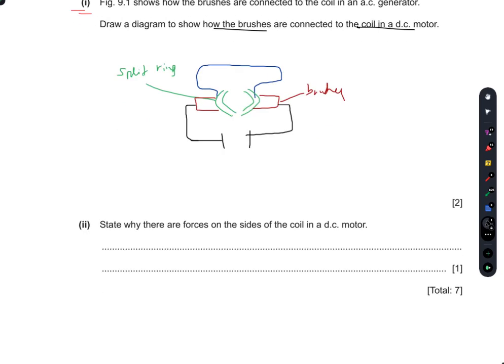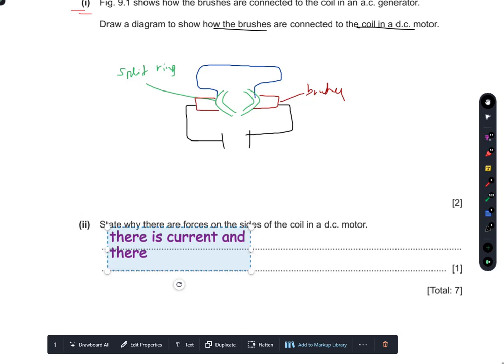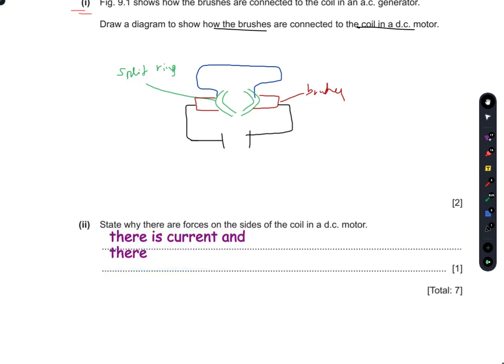State why there are forces on the sides of the coil in a DC motor. There are forces on the sides of the coil in the DC motor. First thing is that there is current and there is a magnetic field. When both interact, a magnetic force is produced.